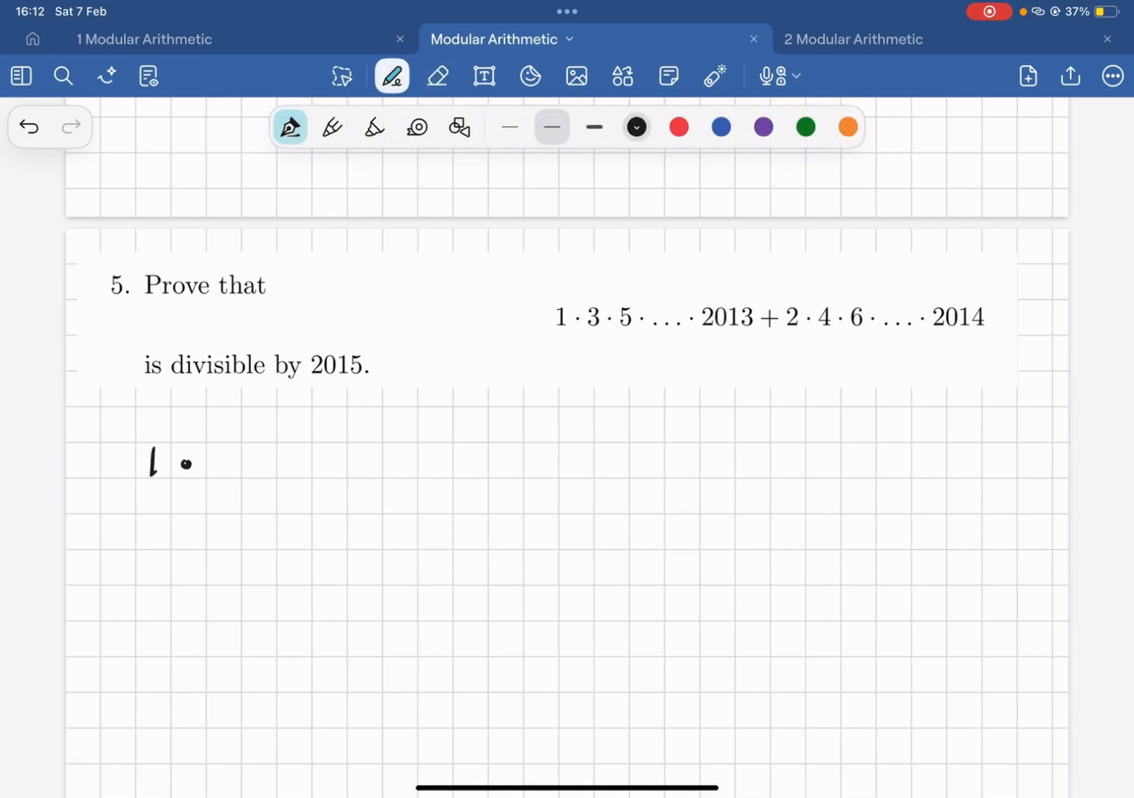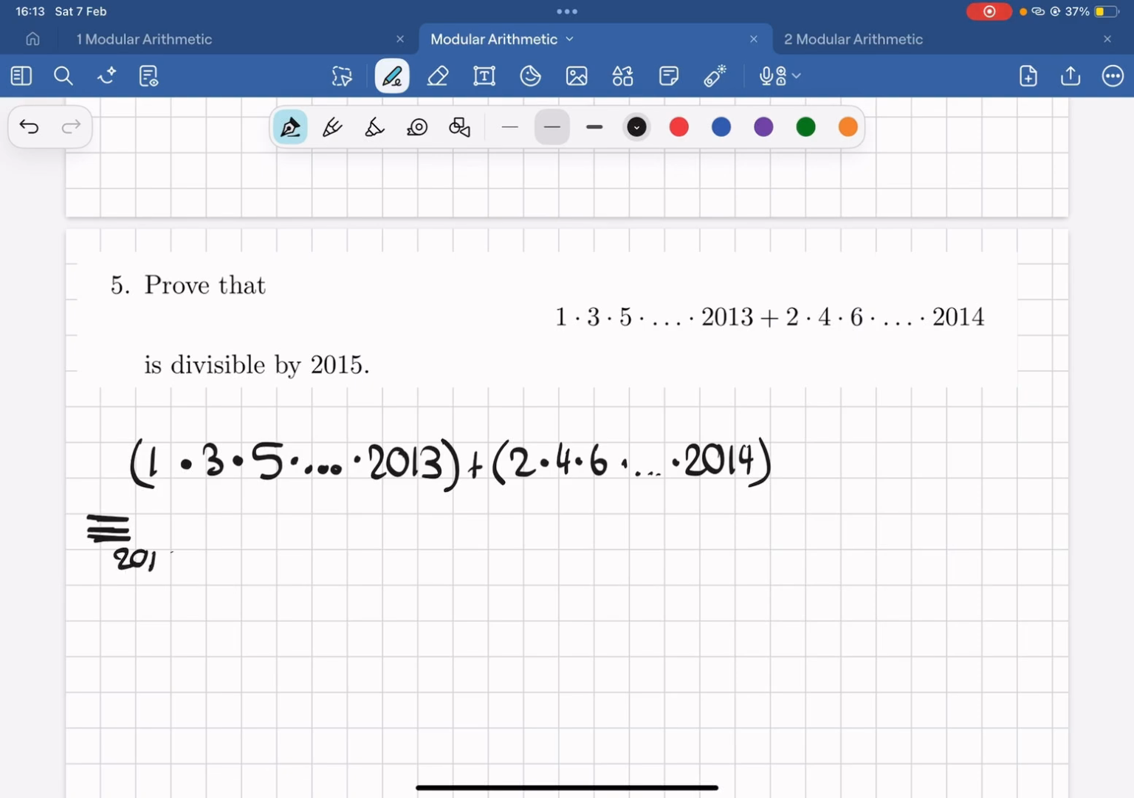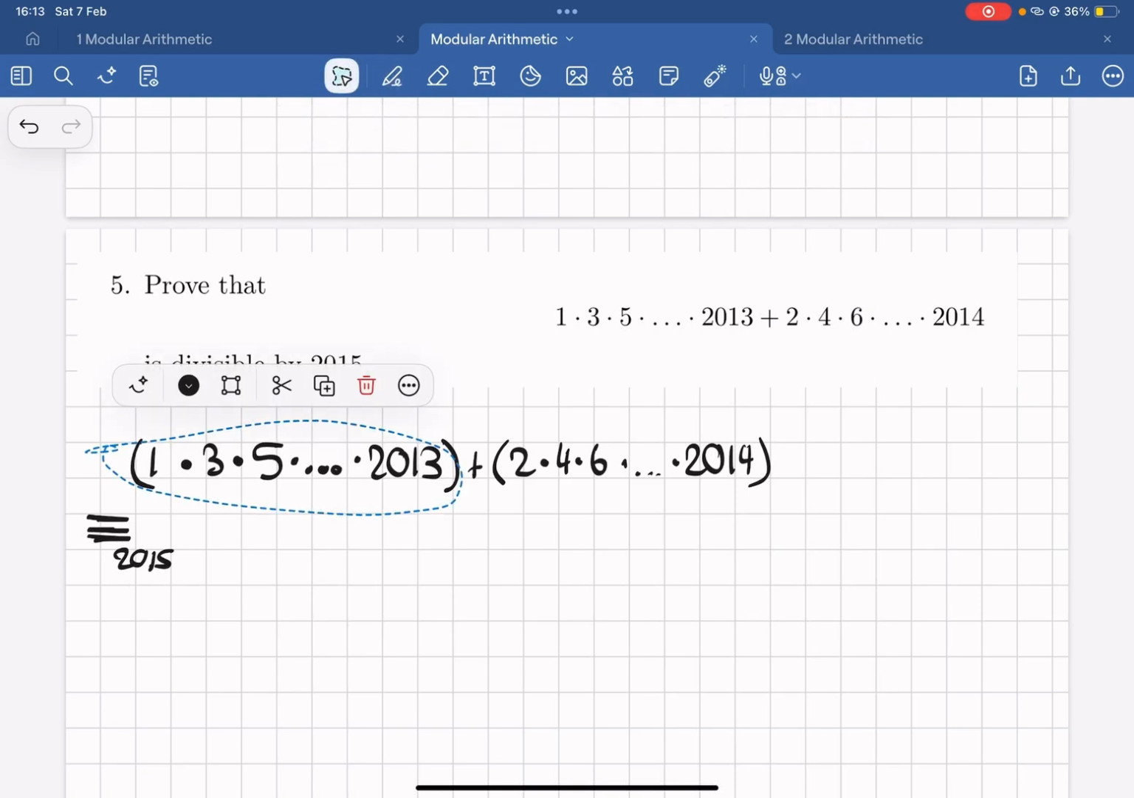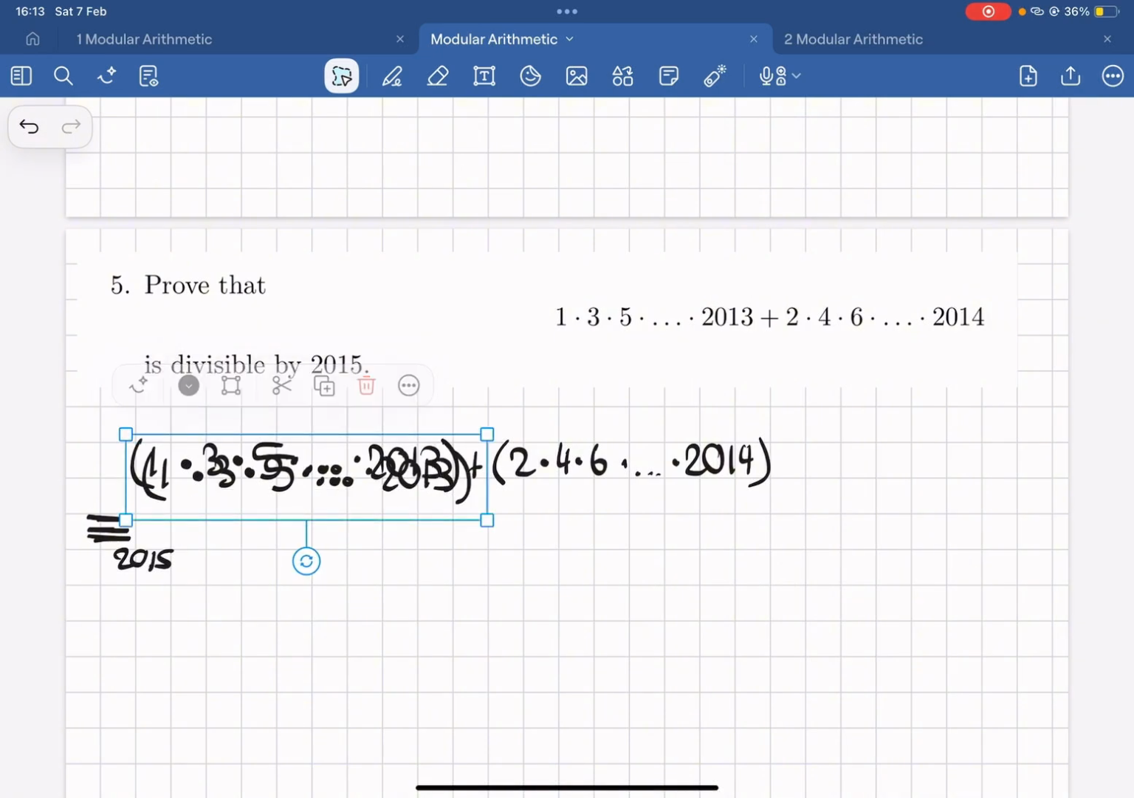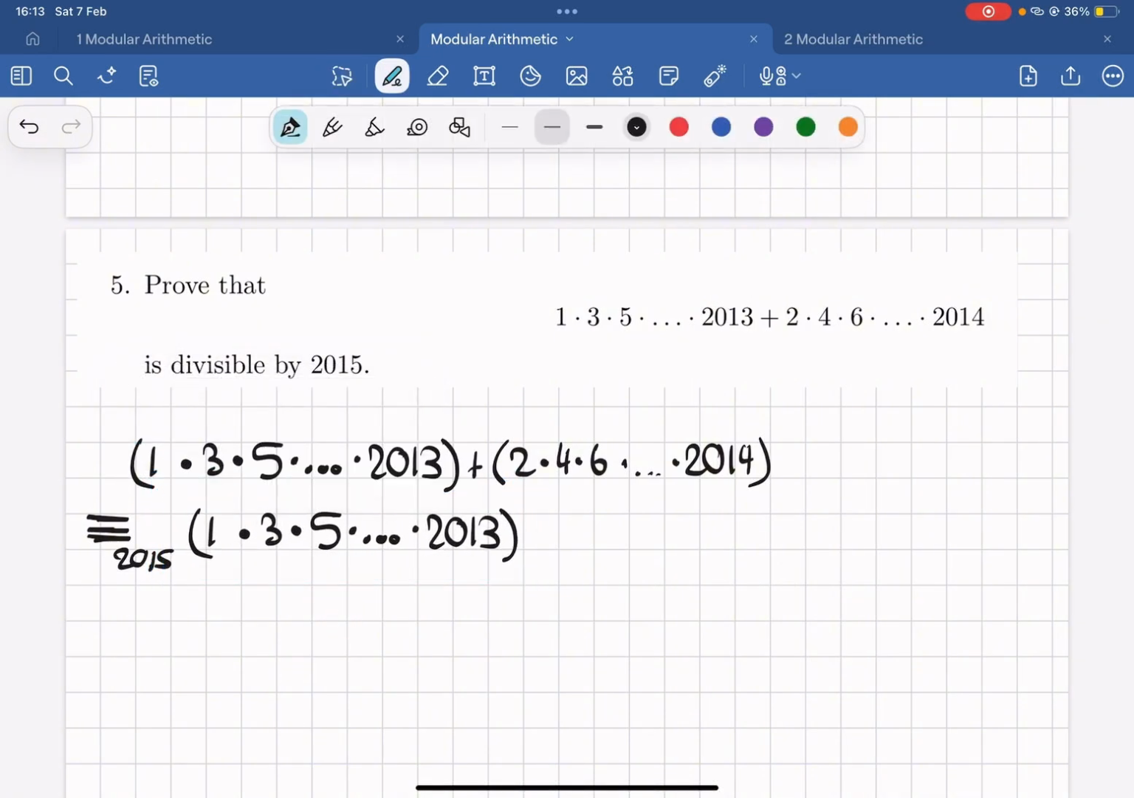So we've got 1 times 3 times 5 up until 2013, plus 2 times 4 times 6 up to 2014, and this is congruent to, well, let's just look at the numbers in the first brackets, 1, 3, 5, up to 2013. None of them can really be further reduced by mod 2015. So we can say that these numbers stay the same.